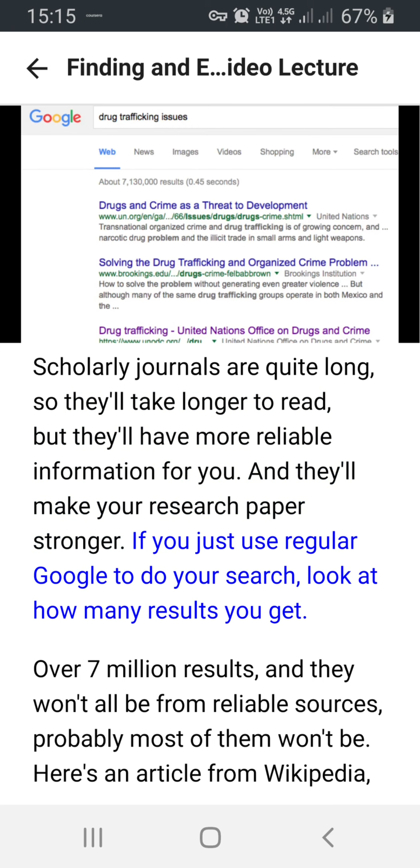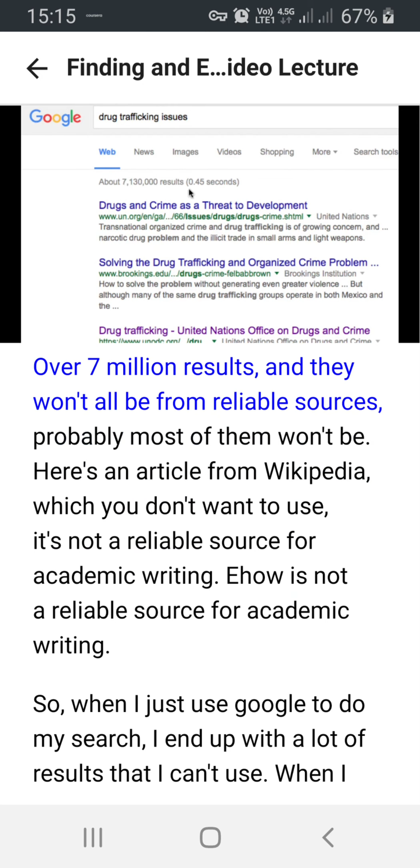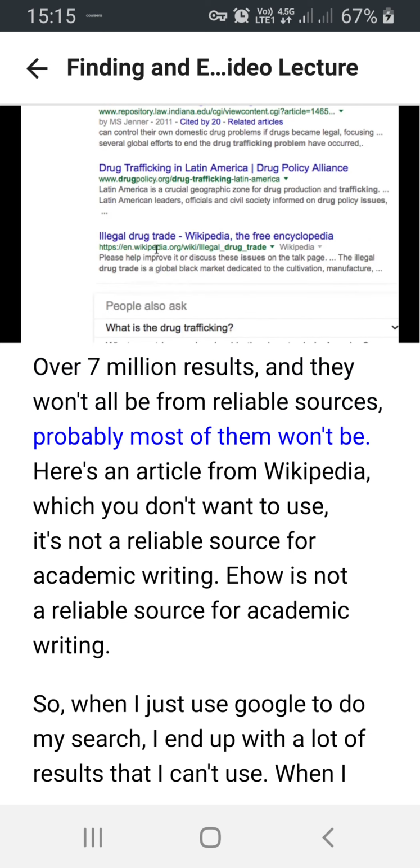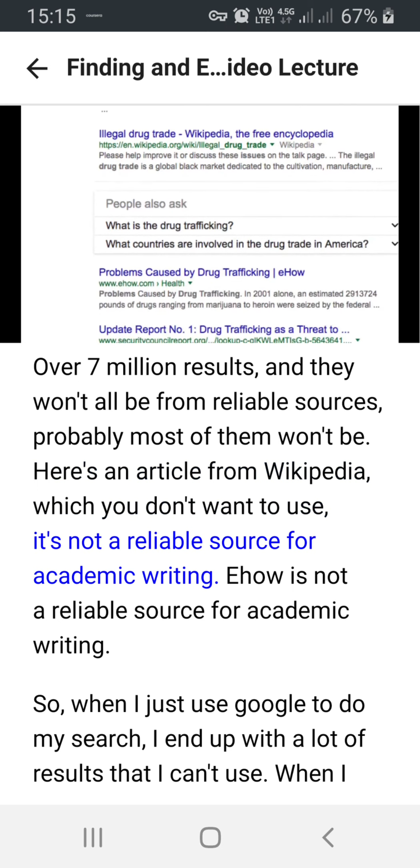If you just use regular Google to do your search, look at how many results you get. Over 7 million results. And they won't all be from reliable sources. Probably most of them won't be. Here's an article from Wikipedia, which you don't want to use. It's not a reliable source for academic writing. eHow is not a reliable source for academic writing.